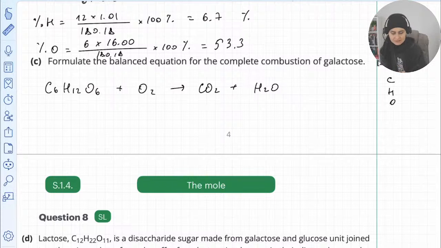So first I balance carbons. I have 6 on the left, so I put 6 in front of CO2. Then hydrogen, I have 12, so I put a 6 in front of H2O. And oxygen, so on the right side, I have 12 plus 6 is 18. And here I already have 6. So 18 minus 6 is 12. So I have to put a 6 here to make it 6 plus 12. It's also 18.